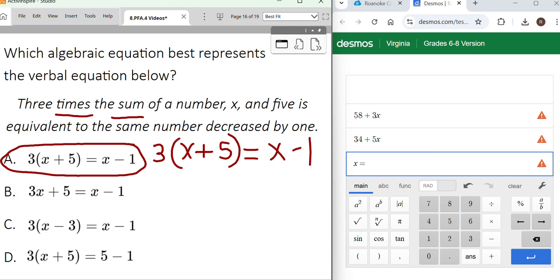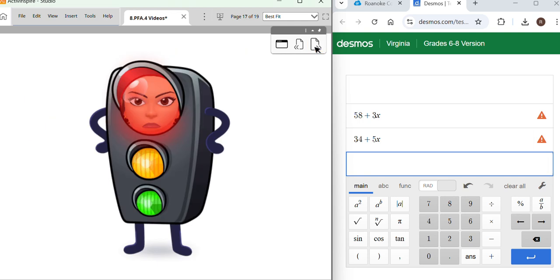Okay, so I'm going to read it once more. 3 times the sum means parentheses and that we're going to add of a number x and 5, that goes inside the parentheses. Is equivalent means equal to, the same as the same number, which is x, that's the variable we used. Decreased means subtraction, by 1. All right, so don't let these scare you. You can absolutely figure them out. All right, we're going to stop right there.